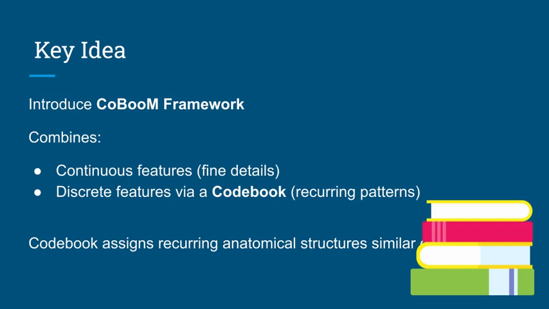CoBooM elegantly addresses both needs by combining continuous representations, which are embeddings generated from CNN-based encoders capturing subtle and local variations in image details, and discrete representations, which are essentially compressed visual patterns stored in a codebook, acting like a dictionary of recurring anatomical features. By learning both jointly, CoBooM achieves a richer and more semantically meaningful embedding space for medical images compared to conventional SSL approaches.